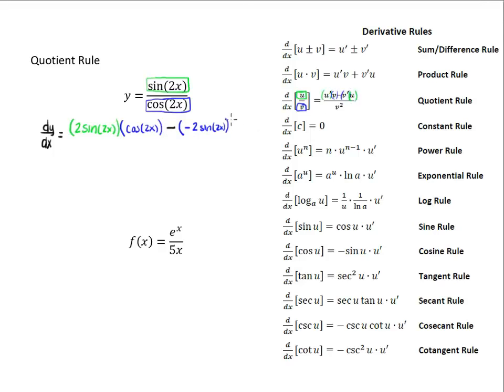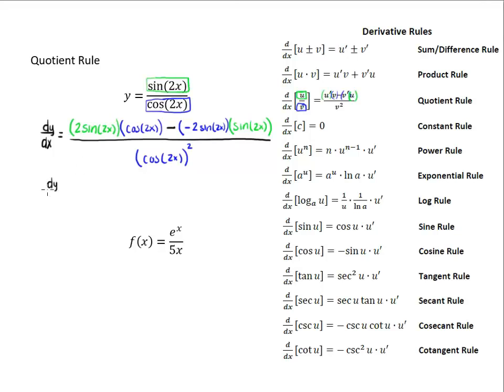Our u value is sine of 2x, written just as it is, no derivative. All divided by, so the whole thing is being divided by our denominator, cosine of 2x, squared. So cosine of 2x left just the way it is, I'm not taking the derivative or anything, squared. And that right there is the derivative of sine of 2x over cosine of 2x. So I do want to clean this one up a little bit because I want to show you something. I picked this one for a reason.